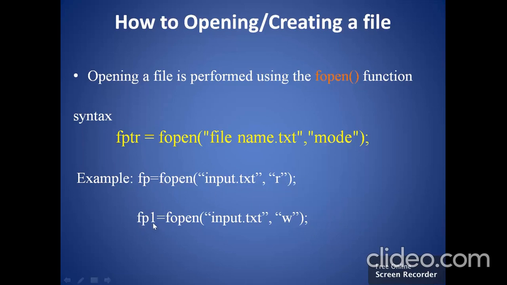Then another example is fp1 = fopen("input.txt", "w"); Inside the brackets, inside double quotes, input.txt, then we put a comma, then inside another double quotes we put w. At last, we put the semicolon. Here fp1 indicates the name of the file pointer, fopen indicates the function used to open this file, input.txt is the file name and w is the mode. This mode tells that this file is open for writing particular data into the file.